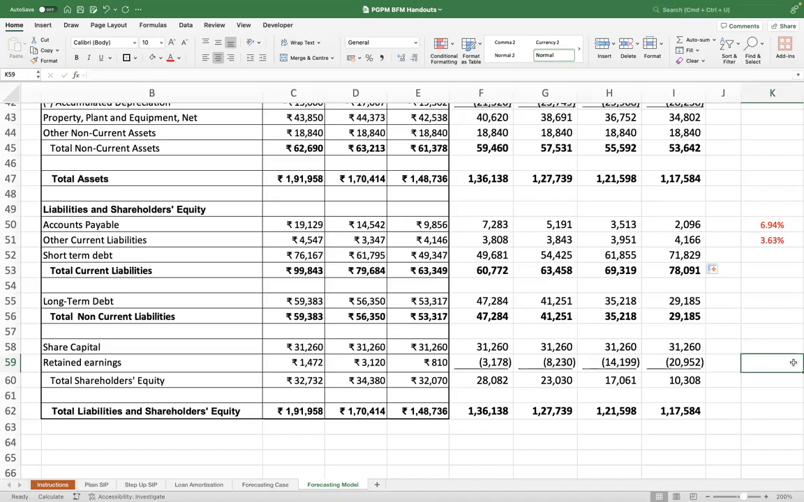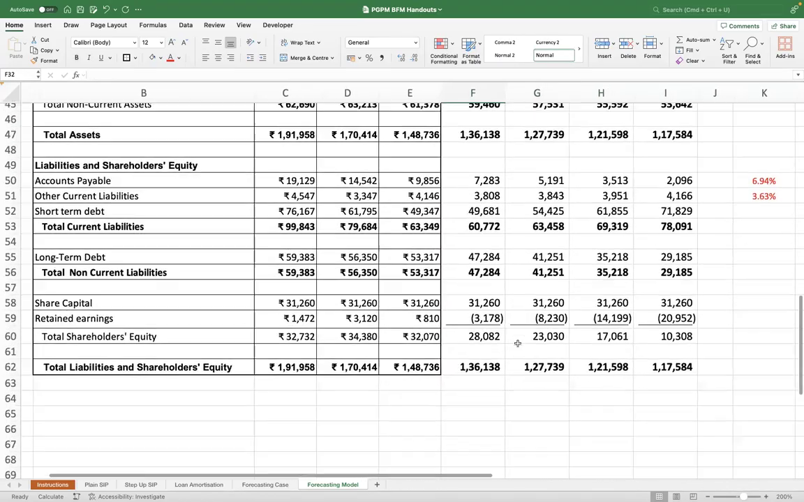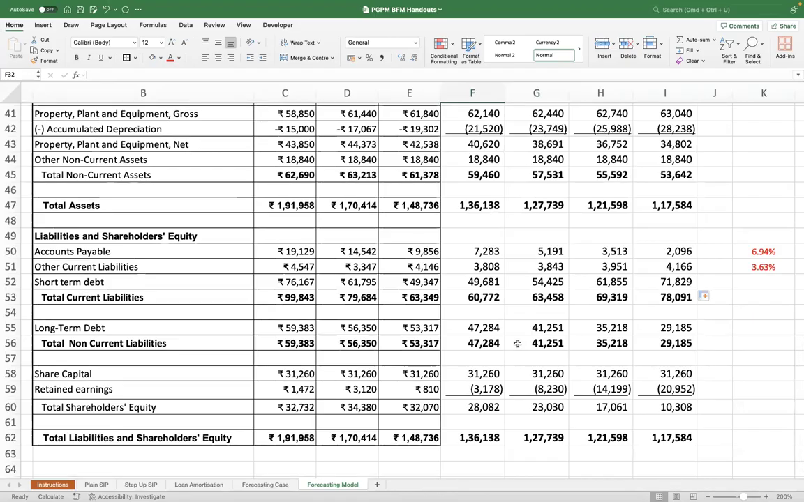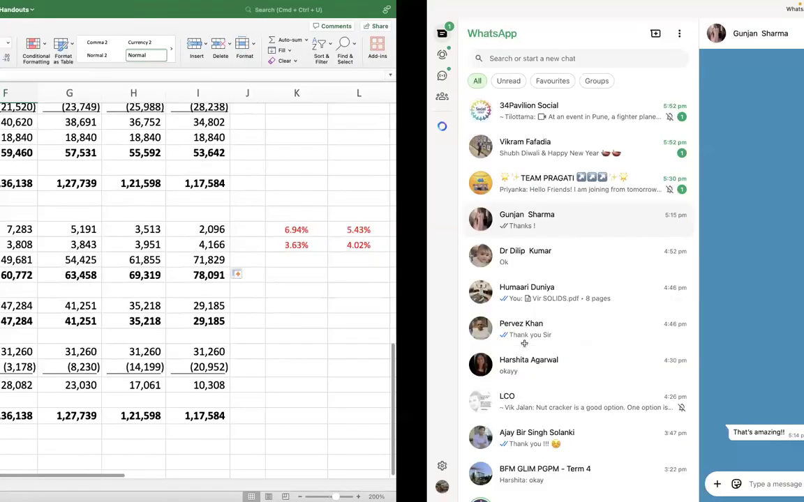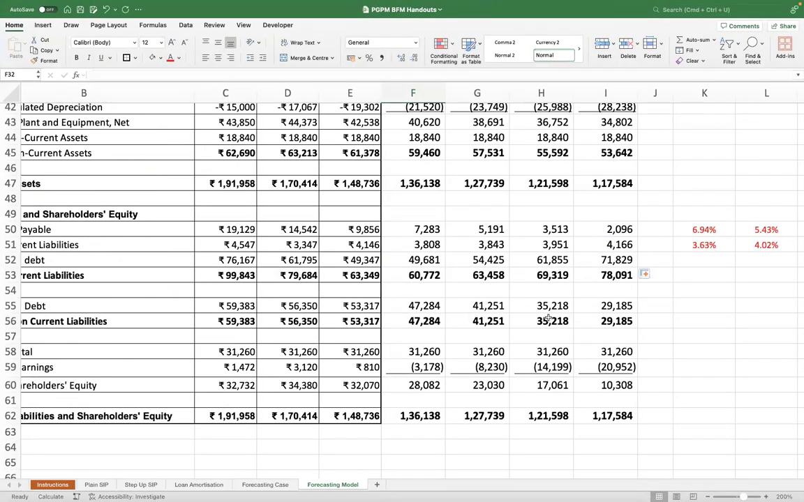Aha. Is it balancing now? Look here. 136,138, 136,138, 127,739, 127,739, 121,598, 121,598, 117,584, 117,584. Can you see your short-term debt is populated? Based on that, your net interest is done. This is done. This is done. Everything is complete. Entire balance sheet and P&L is done. Clear?